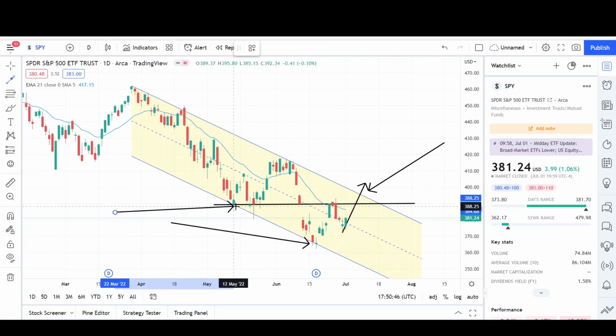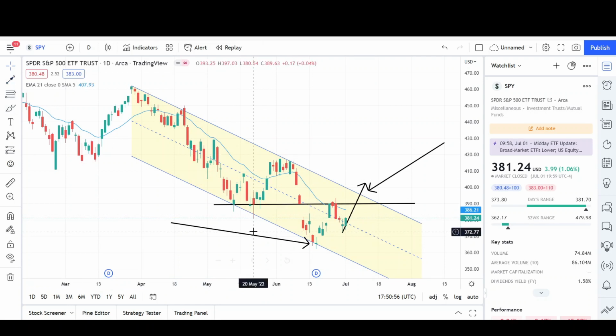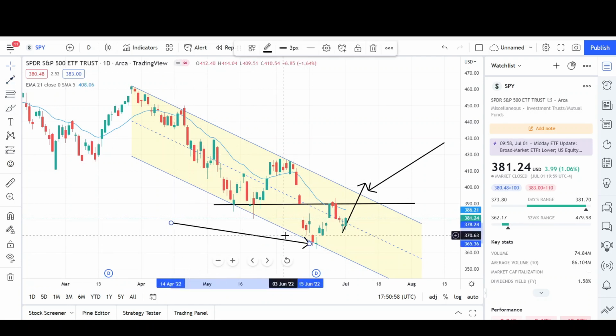You can see that price action bounced from the low side of the channel on May 12th. We went up and we got rejected from the midline, and then we came back again to the bottom side of the channel on May 20th. So the same thing could happen again right over here.